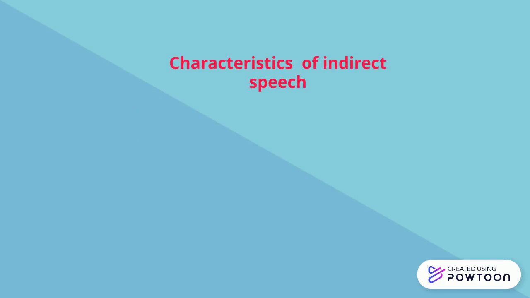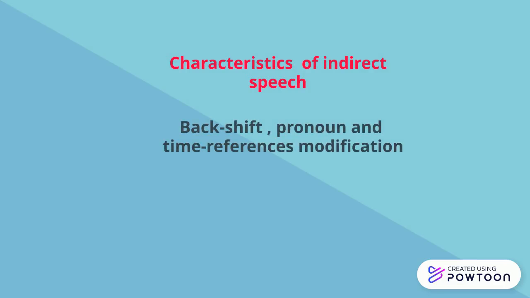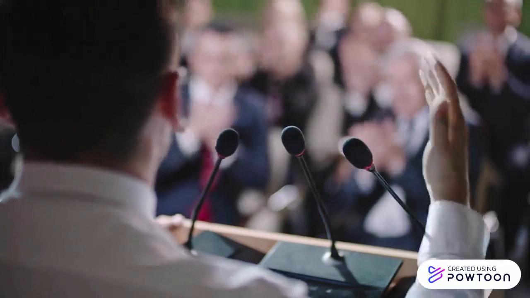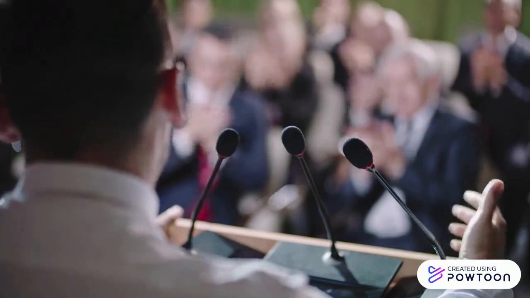Characteristics of the indirect speech. The main characteristic of the indirect speech is that there is a backshift and a pronoun modification. When the time reference of the original utterance no longer applies at the time that the utterance is reported, it is often necessary to change the tense form. The present, for example, is backshifted to the past. "I am happy," she says. She said she was happy. We have to backshift all the tenses.